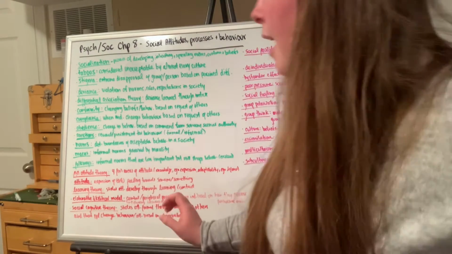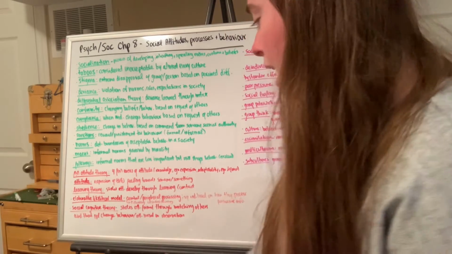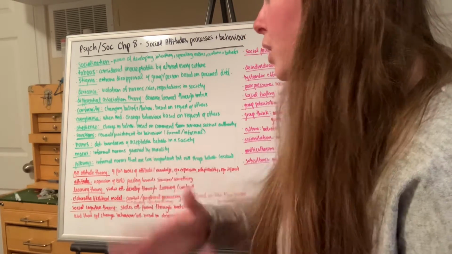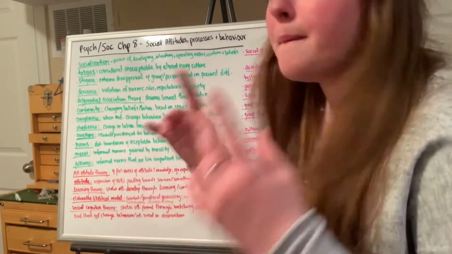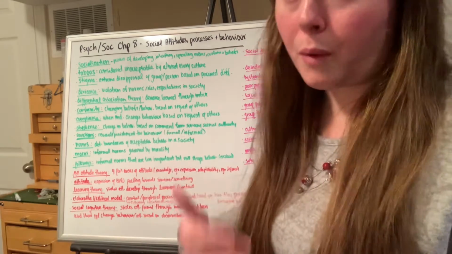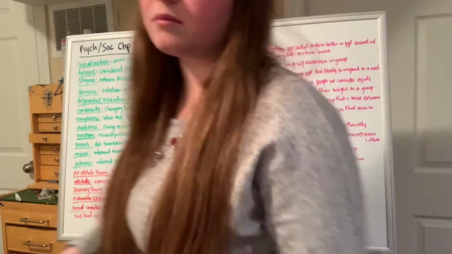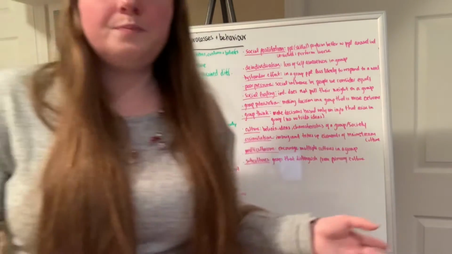We have social cognitive theory, which states that attitudes are formed through watching others, and that people change their behavior and attitudes based on observation. And we know that we're watched by others as well. Okay, so now we're going to come over to this side. A little bit less on this side.